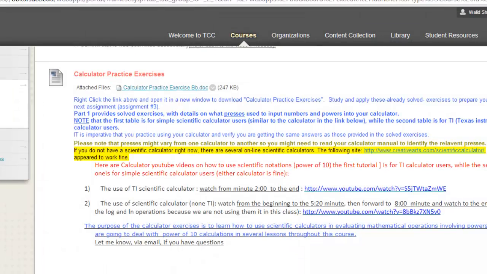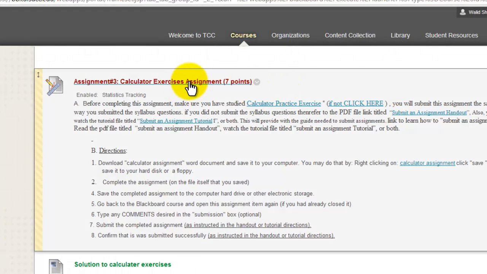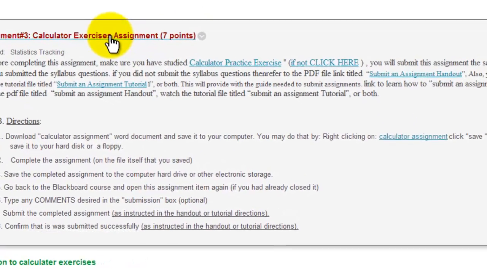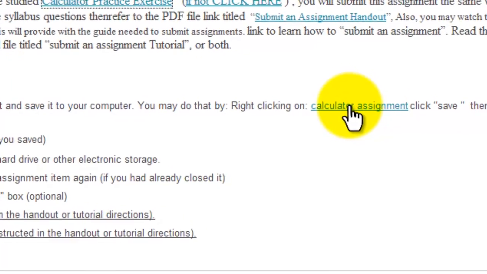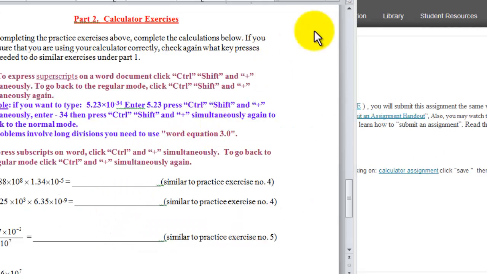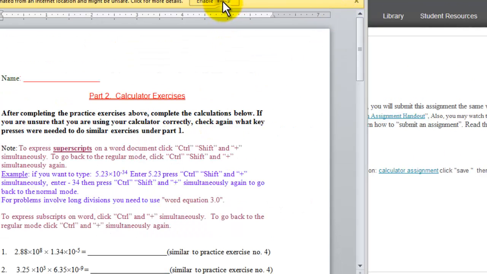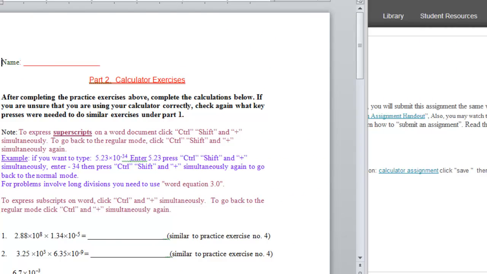Now remember here on Blackboard you have assignment number 3. That's where you are going to download the assignment. So if you click on assignment 3 here, you'll see a link that says calculator assignment, and you'll open this link here. Exactly, that's the link here. This link has only the calculator exercises. It does not have the practice exercises.